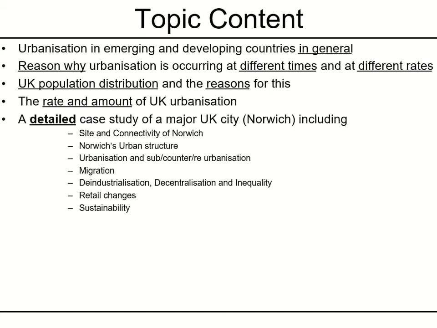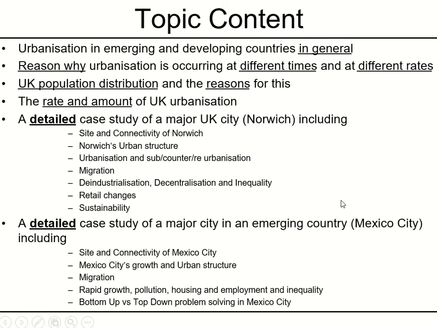And then we're going to focus in on Norwich specifically. Now, all the aspects of Norwich we're going to cover, we're going to do in little bite-sized chunks, and there's lots of key terms here which might scare you for now. But don't worry, we will cover them bit by bit, and they will eventually just filter into your psyche. So we're going to look at the site and connectivity of Norwich, its urban structure, these three terms: urbanisation, sub-, counter and re-urbanisation, migration, deindustrialisation, decentralisation and inequality. Again, don't be scared, we will cover these. Retail changes and sustainability. And we're going to look at a detailed case study of a major city in an emerging country, and that is Mexico City.